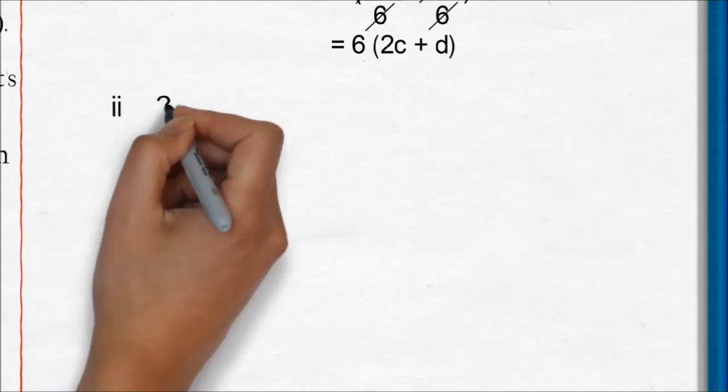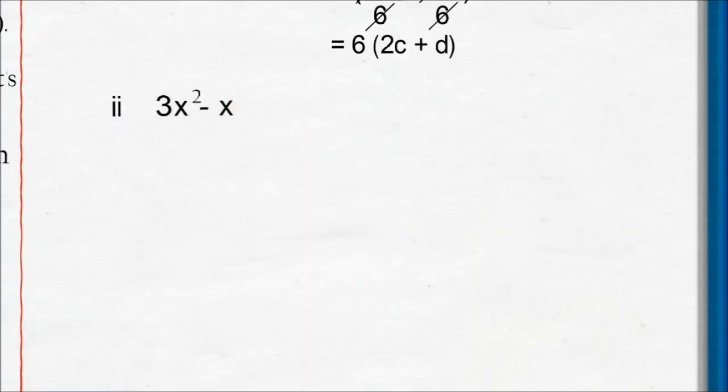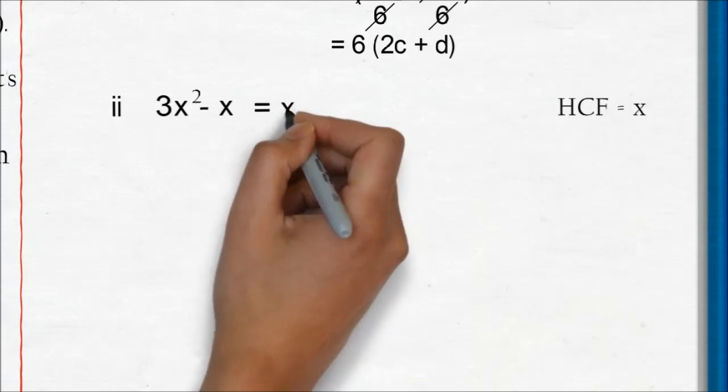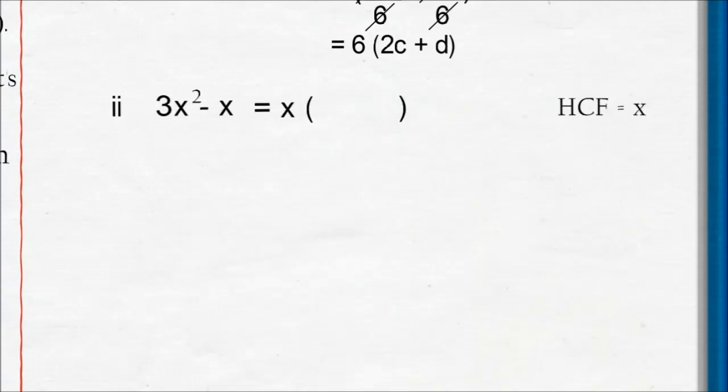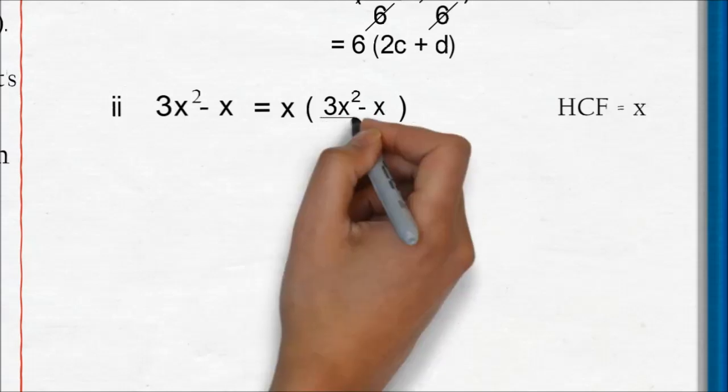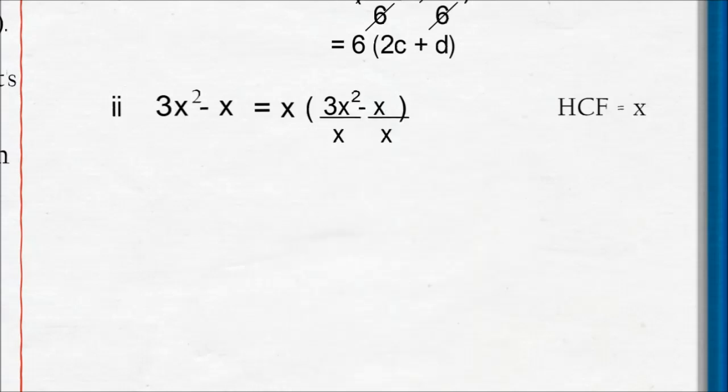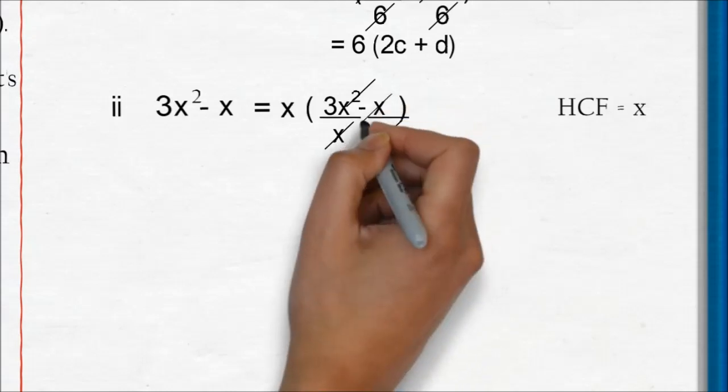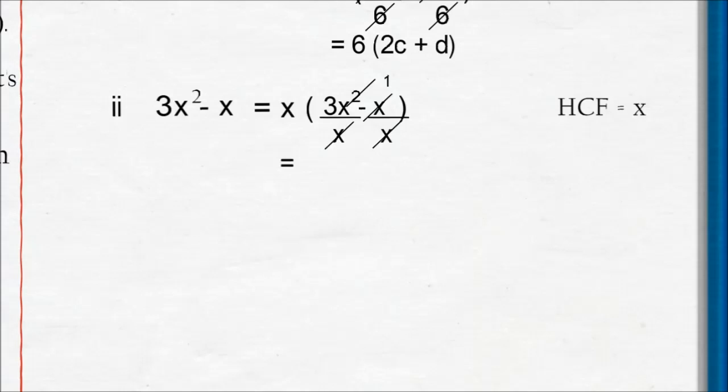Number 2, 3x squared minus x. The HCF of 3x squared and x would be x. So we simply write x outside the bracket and then we divide the expression by x. So we're going to have 3x squared divided by x, then we'll have minus x divided by x. So x will divide one of the x on 3x squared and we're left with 3x. Then x will divide x and we're left with 1. So it means that our remainder from this expression will be 3x minus 1. So in the end we'll be left with x open bracket 3x minus 1.